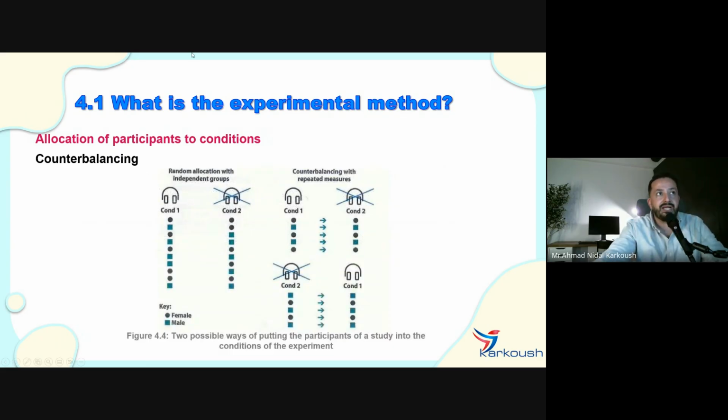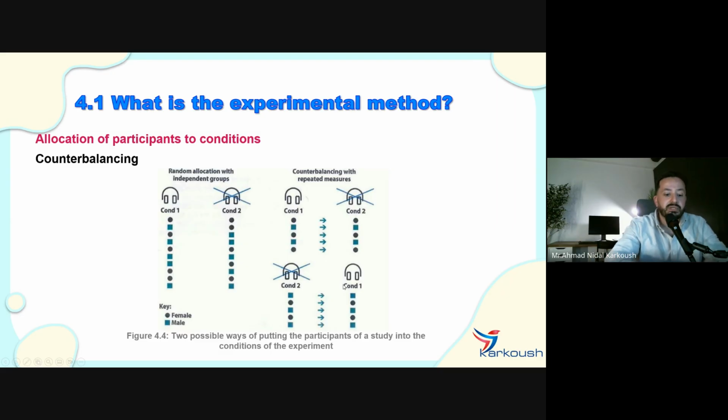Look at this. Random allocation, independent groups, okay? Condition 1, condition 2. Male and female, okay? So condition 1, male, female, male, female, male, female. So this is random allocation. We have like 2 females, 2 males, whatever. Now, counterbalancing with repeated measures. What will I do? I will do condition 1, female, male, female, male, and then in the second condition, I'm actually going to change that. So technically speaking, this is condition 1, and then condition 2, condition 2, and then condition 1.